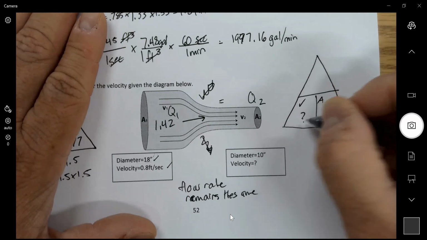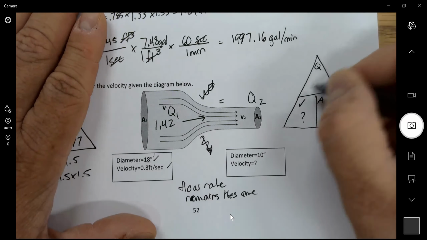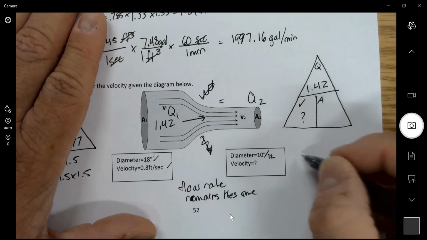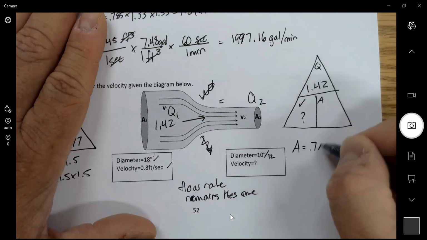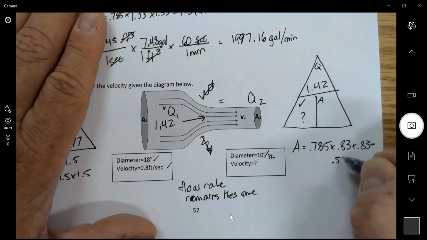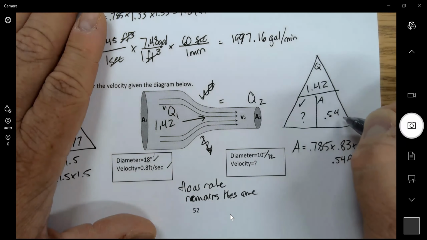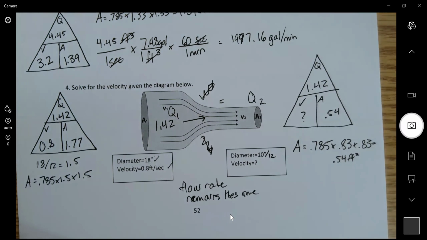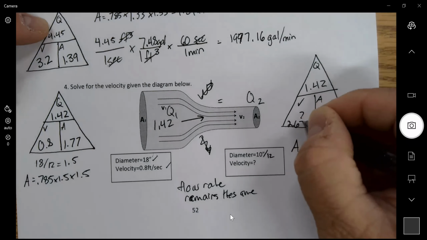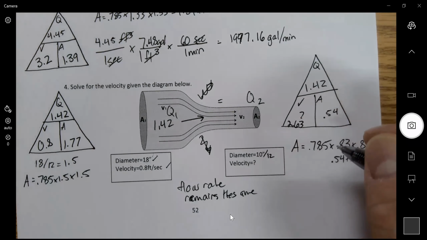Okay, well, knowing that then, V2, I don't know velocity, but I'm working on it. And I know my Q. This is 1.42. Well, I can get my area, divide this by 12, and it's going to give me 0.785 times 0.83 times 0.83, which will give me 0.54 square feet. So 0.54 here. So 1.42 divided by 0.54 gives me a velocity of 2.63 feet per second.